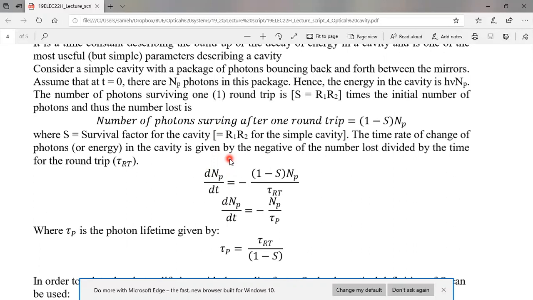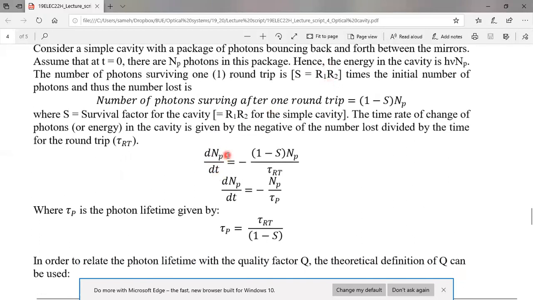So it is simply equal to the total number of photons you lose in one cycle over the time of one cycle. Let's say that S equals R1 times R2, where S is what's called the surviving factor. Then if S times N_P survives after one round trip, 1 minus S times N_P will escape in one round trip.